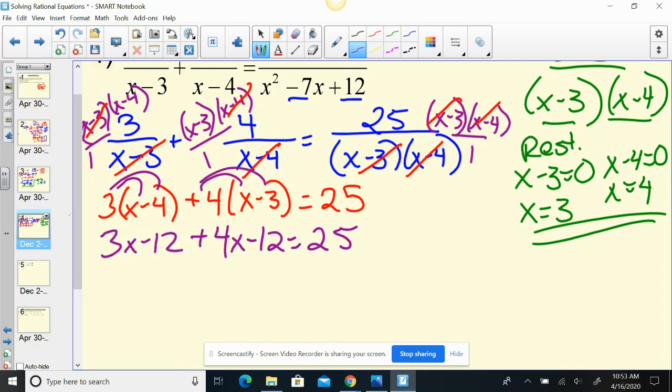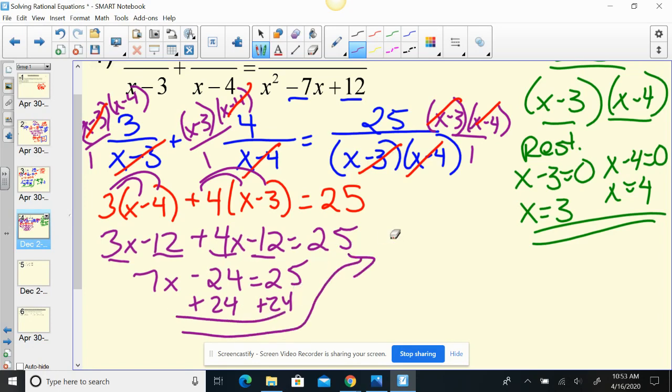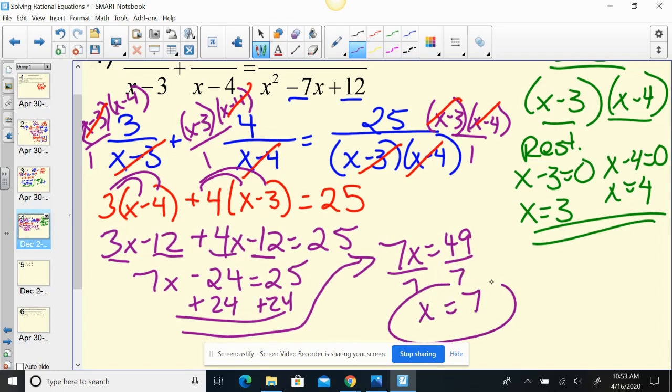All right, combine my like terms here. 3x and 4x is 7x. Negative 12 and negative 12 is negative 24. I'm going to add 24. So this is going to give me 7x equals 49. Divide by 7, and x is 7.